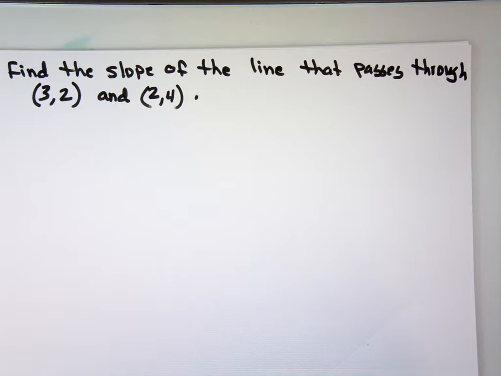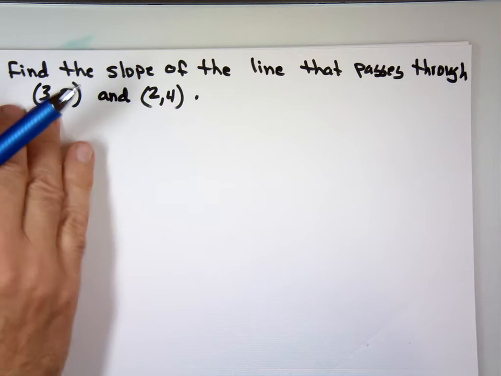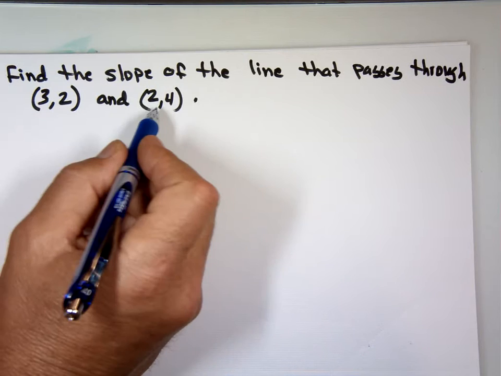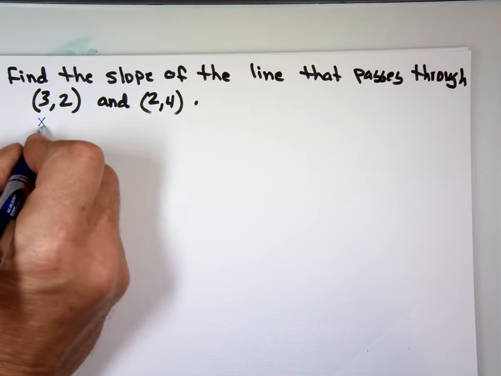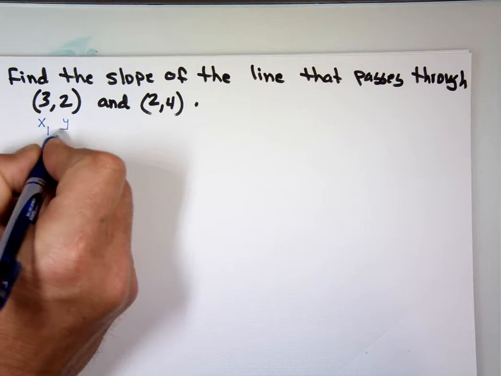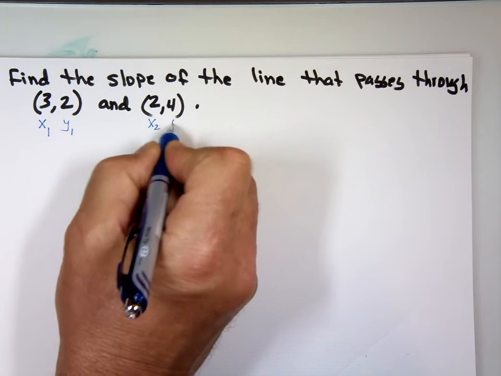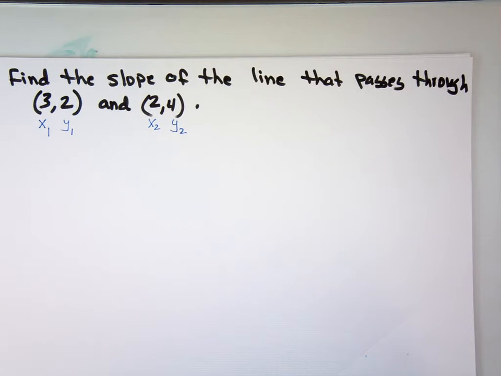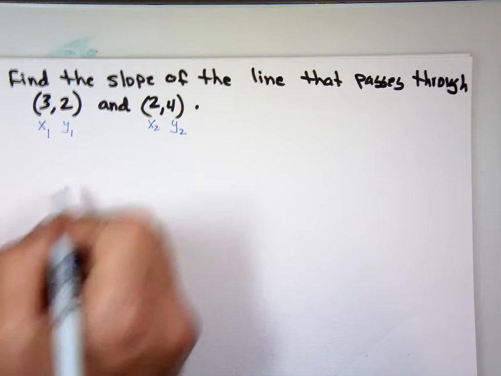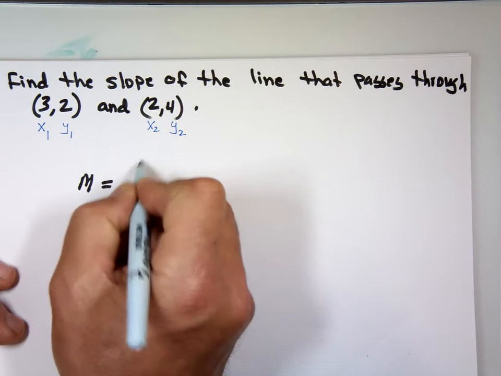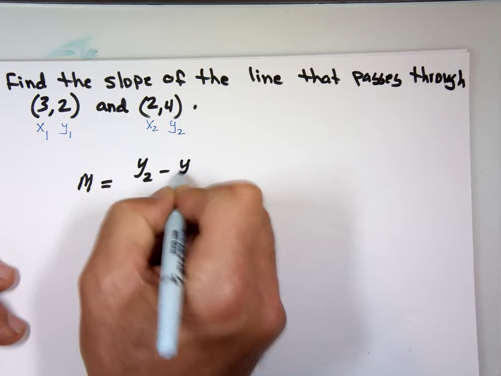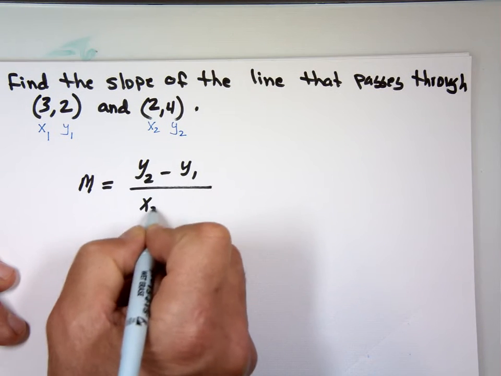I get 2 points here. It really doesn't matter which one is point 1, which one is point 2. Since this is the first point, I call it point 1, that's point 2. This is the x value of point 1, this is the y value of point 1. This is the x value of point 2, this is the y value of point 2. So my slope m here is going to be y sub 2 minus y sub 1 over x sub 2 minus x sub 1.